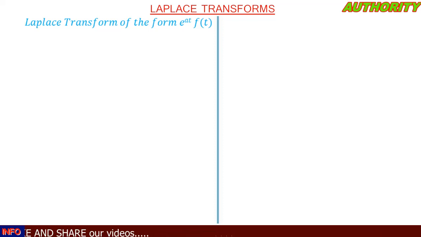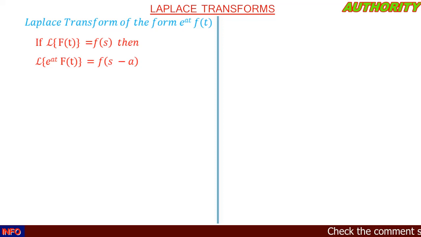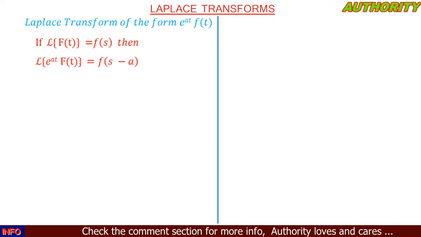Now look at this. Let's visit the first translation property a bit. We are going to use it for something. The first translation property states that if the Laplace transform of f of t is given as F of s, then the Laplace transform of e raised to the power of at f of t is going to give you F of s minus a. This is the first translation or shifting property.